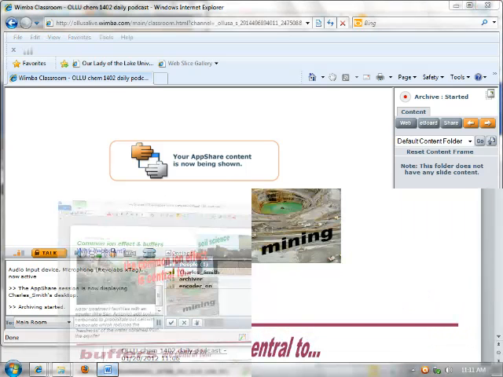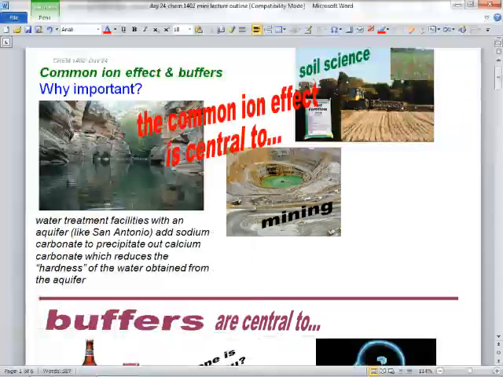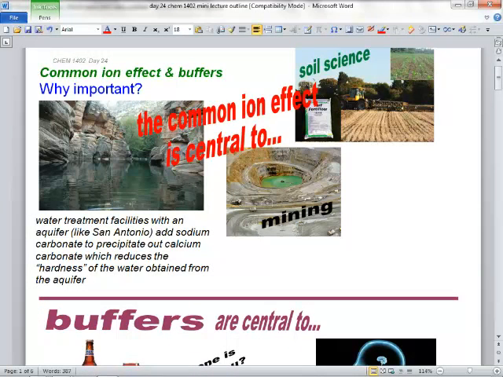So, common ion effect in buffers. We use this common ion effect all the time. I mean, with soil science, how fertilizers work and getting the most out of the soil, it's a common ion effect. Mining, we use our aquifer common ion effect. We use the common ion effect to make the water less hard so our soaps can work better, get the calcium out of there and things. Okay?